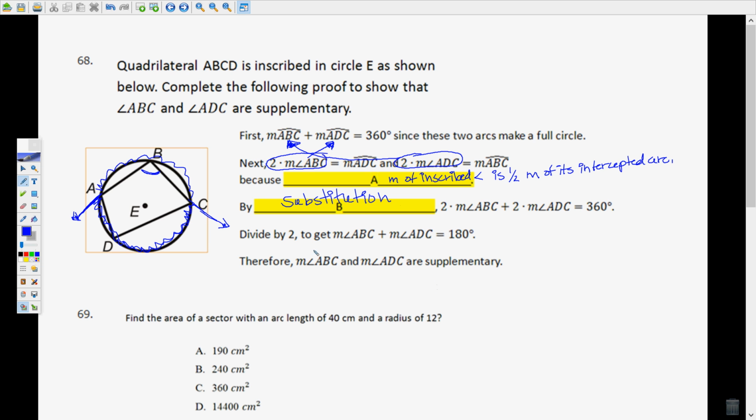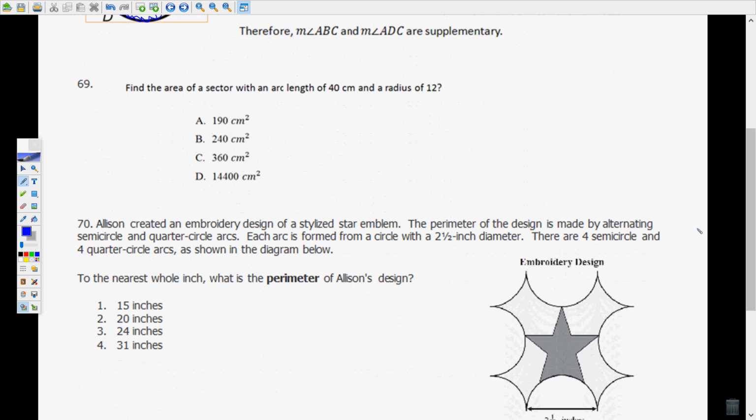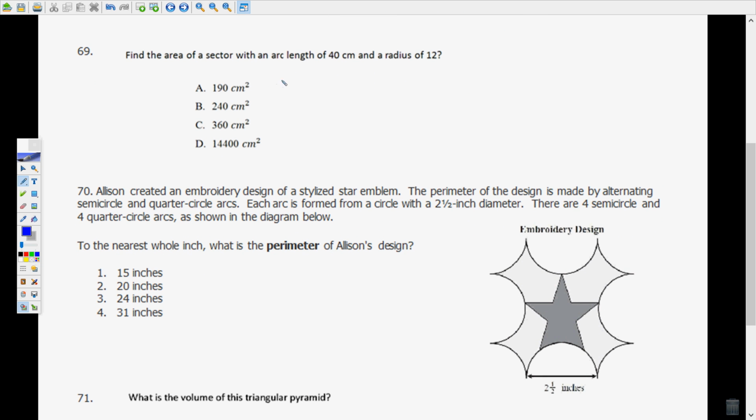Divide by 2 to get the measure of angle ABC plus the measure of angle ADC equals 180, and therefore those two angles are supplementary. Number 69: find the area of a sector with an arc length of 40 centimeters and a radius of 12. So we have to find the area of a sector.